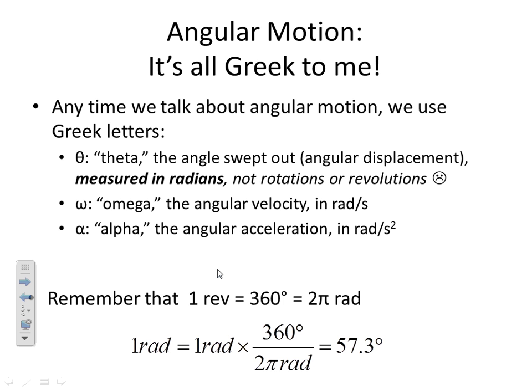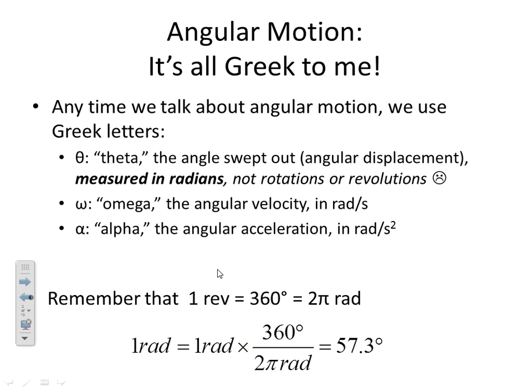So if we're given something in degrees or revolutions or rotations, we do have to convert into radians to make it official. And then we can see this rounded off W looking thing that's called omega, and that's the angular velocity, which is in radians per second. And then the little fishy looking guy, that's the alpha. That's the angular acceleration in radians per second squared.